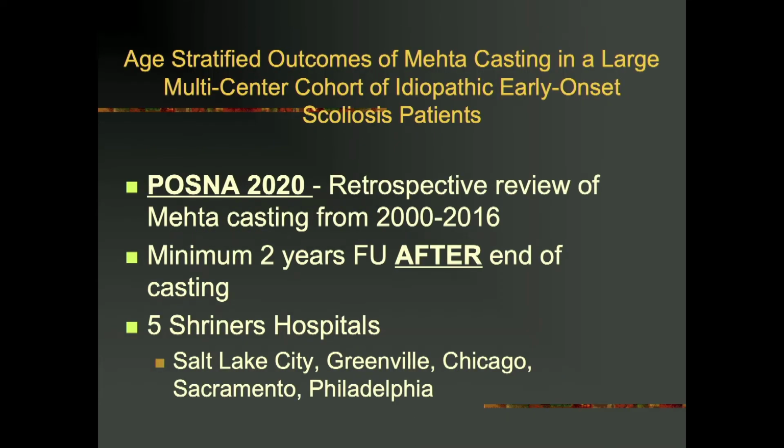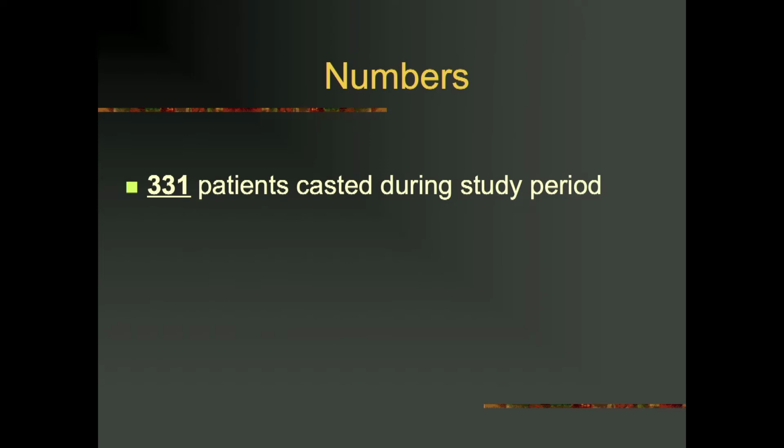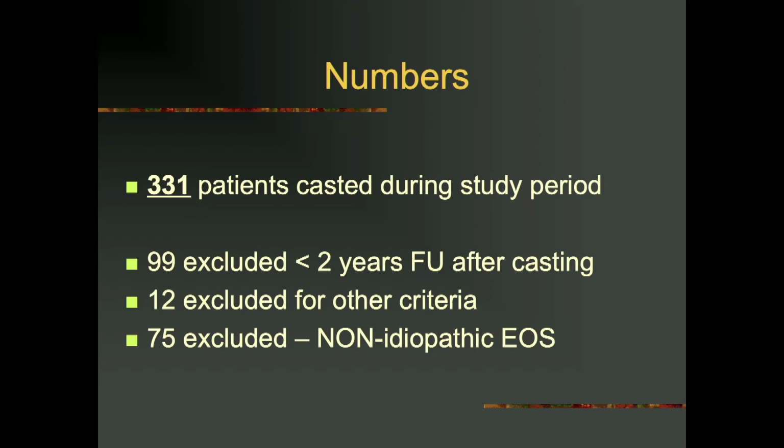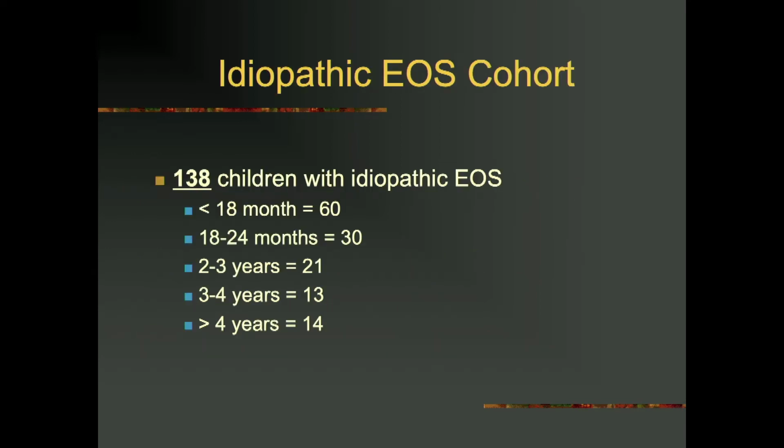We followed this up with a multi-center Shriners study when I was in Salt Lake still, looking at 5 hospitals. The majority of these kids came from Salt Lake, about 140 of them, Greenville and Chicago. This was over 17 years, with a minimum of 2 years of follow-up after the end of casting, which is, I think, an important distinction. We had 331 patients who were casted during the study period, with various exclusions, including inadequate follow-up, and then a big chunk of them that were non-idiopathic, which we'll talk about really briefly. So we had 138 kids with idiopathic early-onset scoliosis.